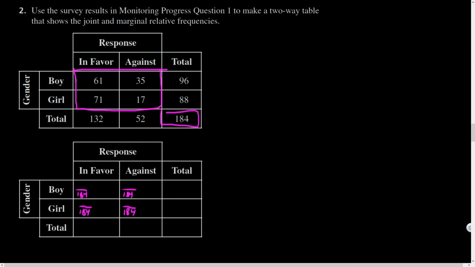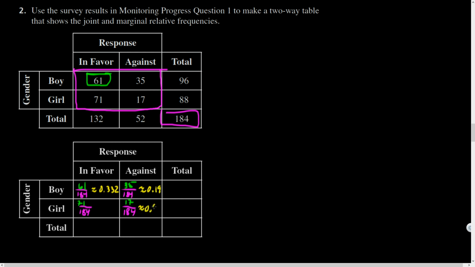Now, as far as number of successes, boys that were in favor was 61. And so I would write the 61 right there. And if I do 61 divided by 184, I get 0.332. And I'm having to write so tiny. I should have made this bigger. That's okay. All right, and so here would be the 35. Here would be the 17. Here would be the 71. All right, and so I get 0.19.